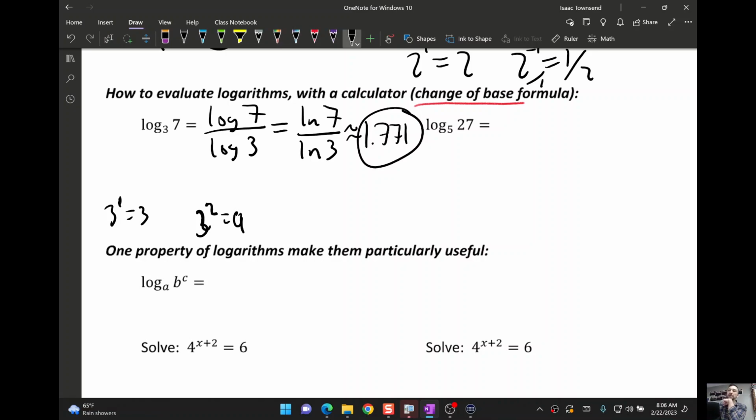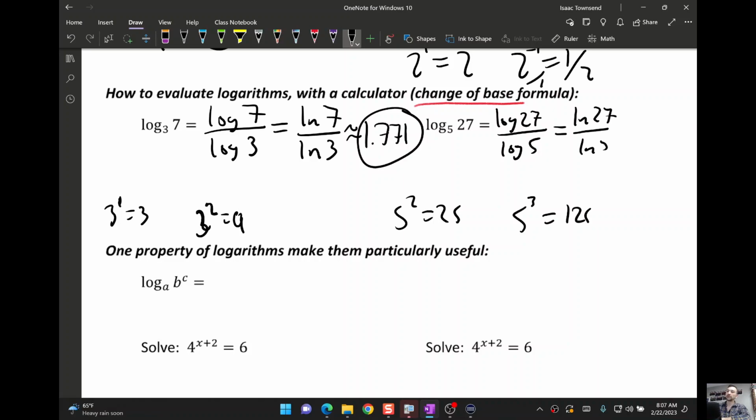Okay, so what about my answer on this one? My answer is going to be between what two integers? Okay, since 5 squared is not quite enough, and 5 to the third is too much, I agree. Your answer is going to be between 2 and 3, but the way you can get your calculator to tell you is you could do log base 10 of 27 over log base 10 of 5, or natural log of 27 over natural log of 5. Both of those are considered change of base.